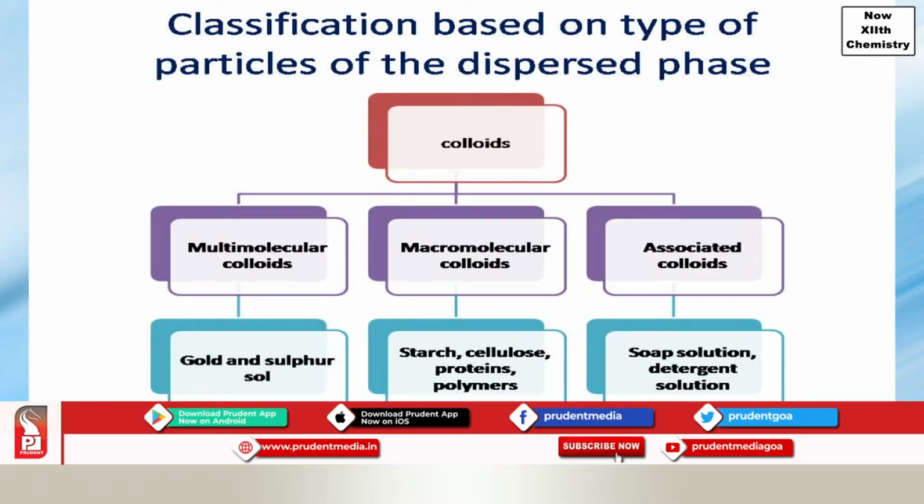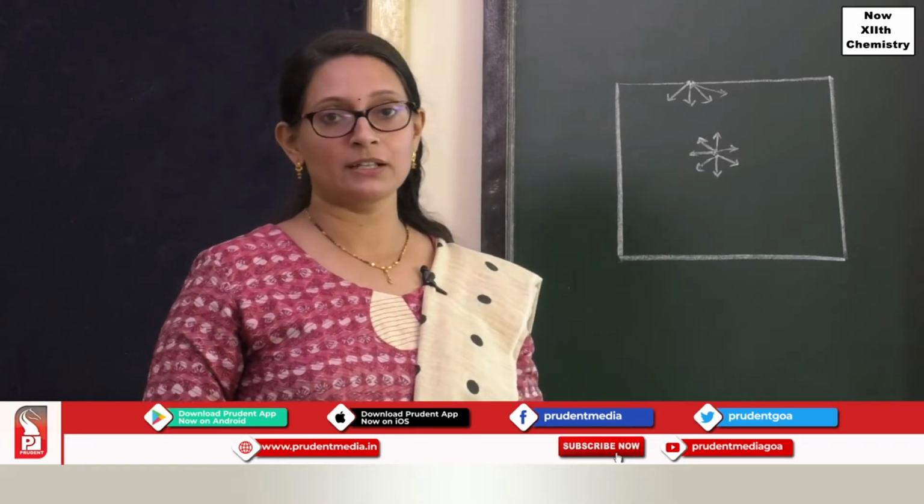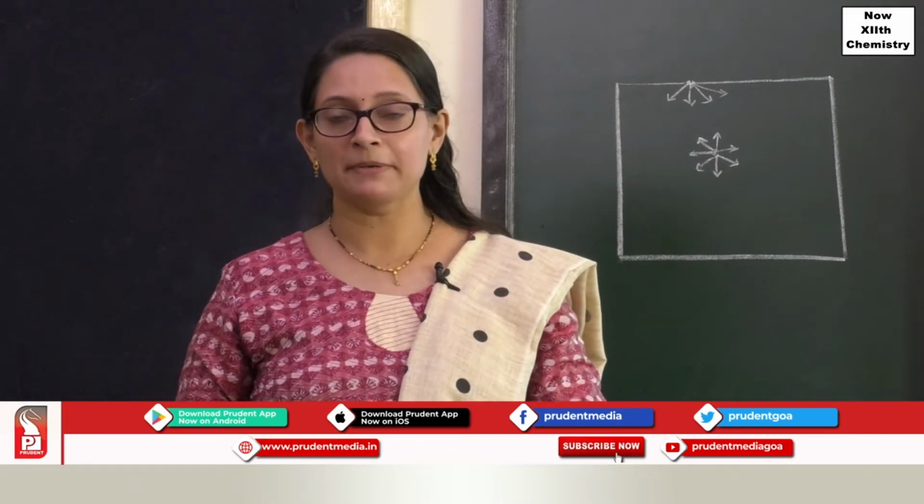Here is the classification on the third criteria, that is the nature or the type of dispersed phase particles. Based on this criteria, colloids are classified into three types: multi-molecular colloids, macromolecular colloids and associated colloids. When do we get multi-molecular colloids? Suppose we want to prepare a gold sol, then what will we do? We will dissolve the gold particles into a suitable dispersion medium.